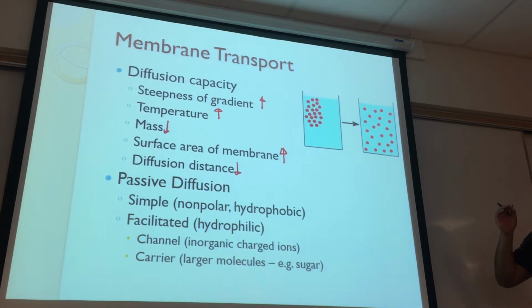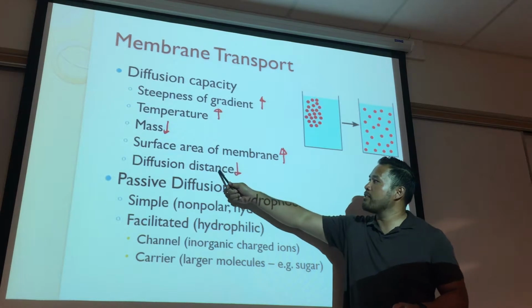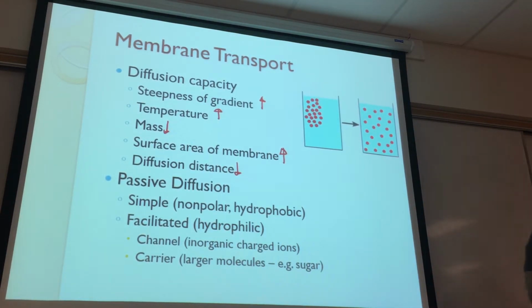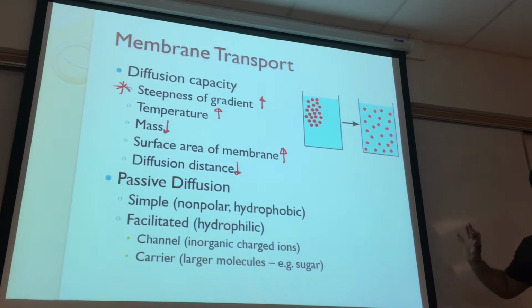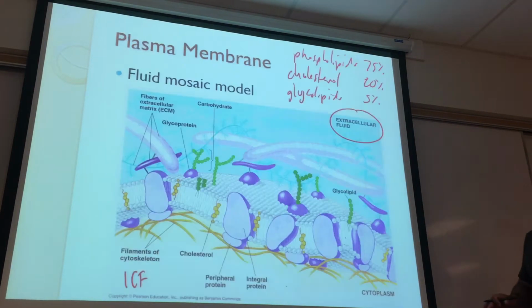So to recap, the ones that would slow down would be the mass, the size of the molecule, and the diffusion distance, the distance you have to travel. But the contributing factor here, especially in a physiological environment, is going to be this one, the steepness of the gradient. And you'll be able to see that when we look at what I call the YouTube example in just a little bit.